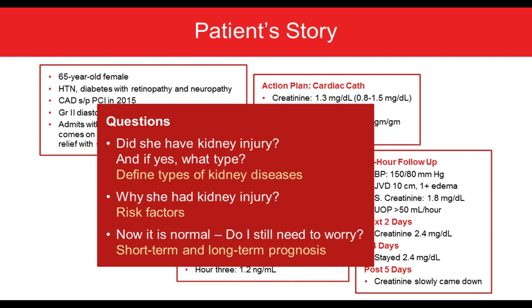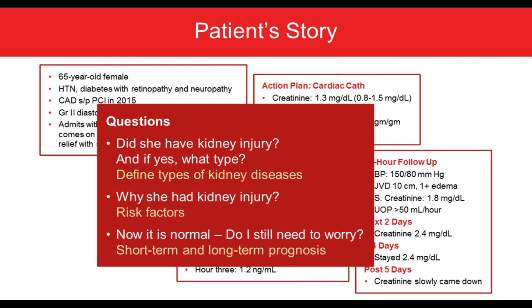On EKG, there was ST segment depression in the lateral leads, which was new, and troponin was checked. At the time of presentation, it was 0.06, but it went up to 1.2 nanograms per ml at hour 3. So here we are dealing with a non-ST segment elevation MI or unstable angina.